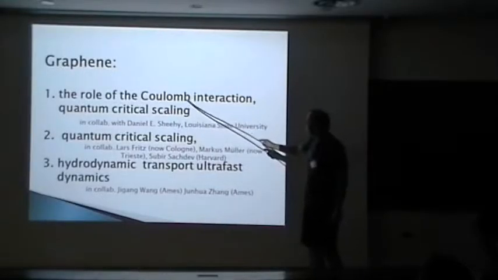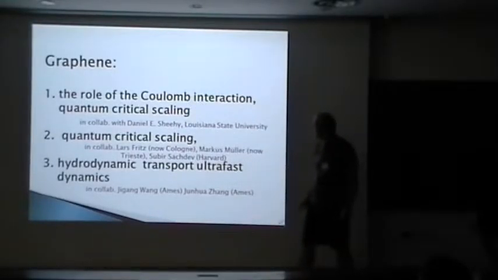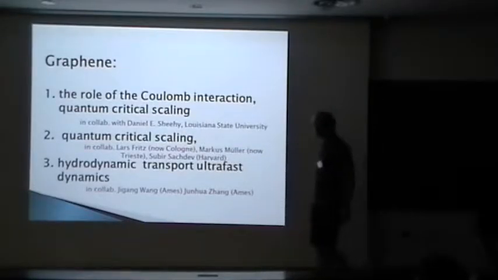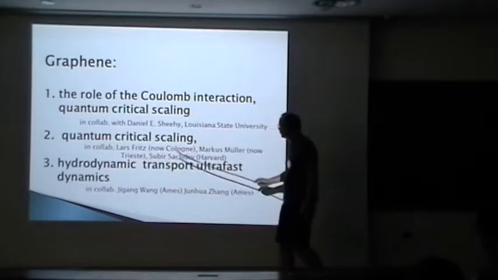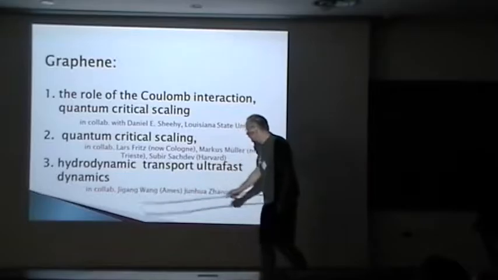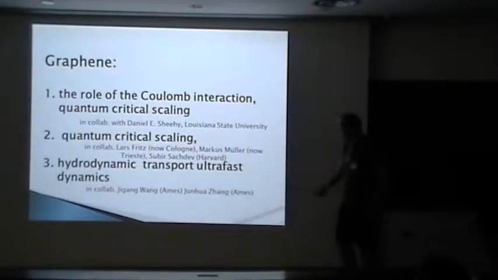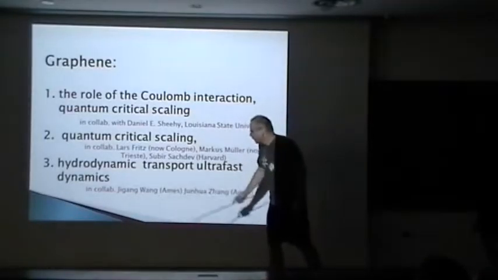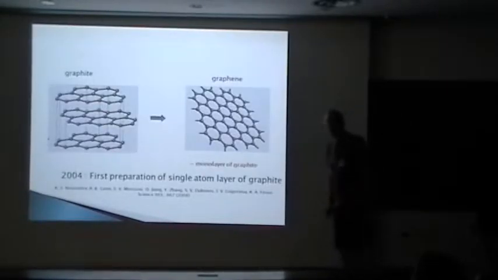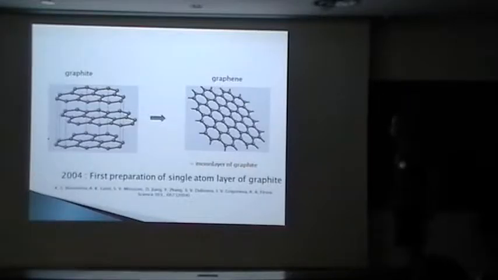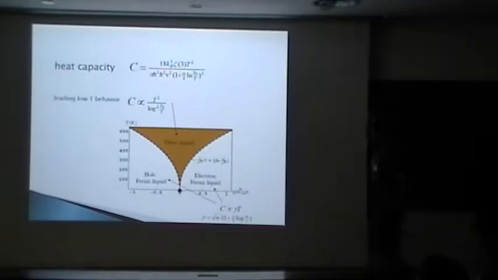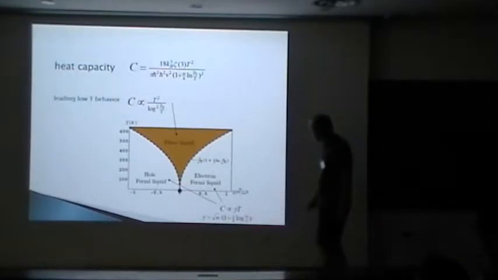As I mentioned earlier, the first part, and also what I discussed last lecture, was primarily done in collaboration with Dan Shi at LSU. The hydrodynamics calculation with Lars Fritz, Markus Müller, and Subir Sachdev, and the fast optics work with Jigang Wang and Junho Zhang. Junho is a student, or used to be a student of mine, and Jigang is faculty at Iowa State, doing ultra-fast optics.